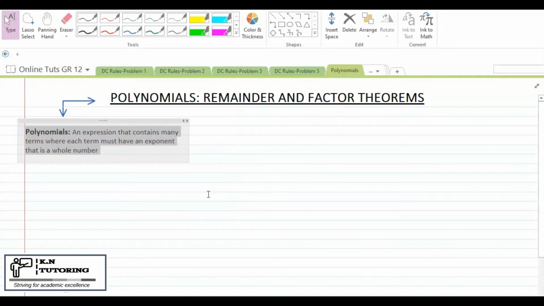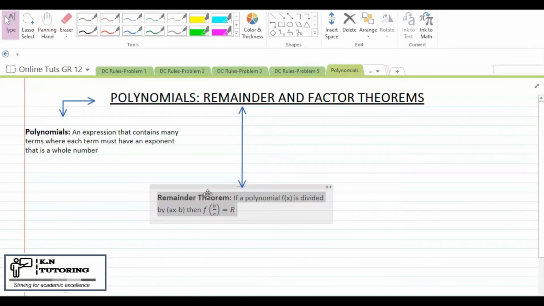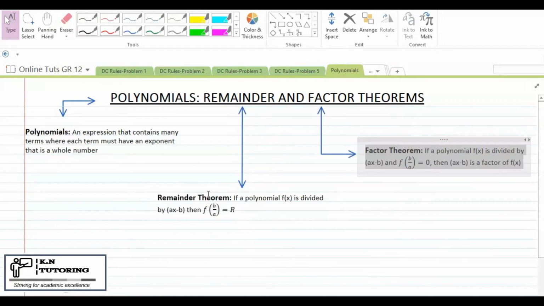Now we'll be looking at polynomials, the definition, we'll be looking at the remainder theorem, and lastly we'll be looking at the factor theorem. So a polynomial is defined as an expression that contains many terms, where each term must have an exponent that is a whole number.